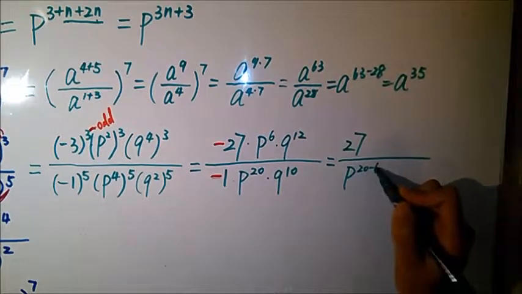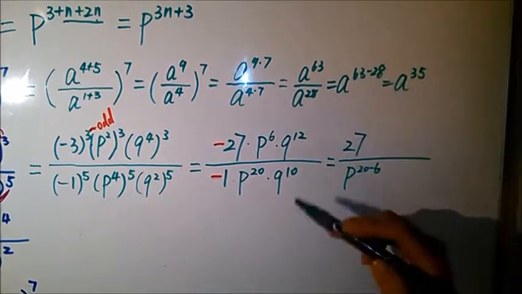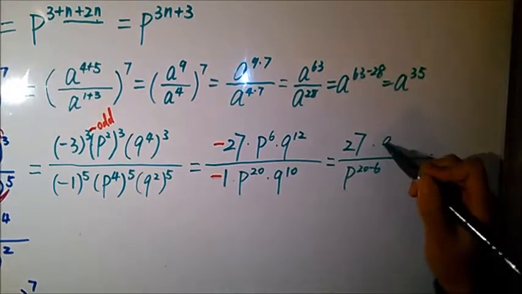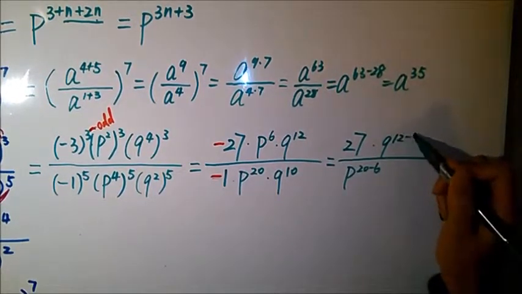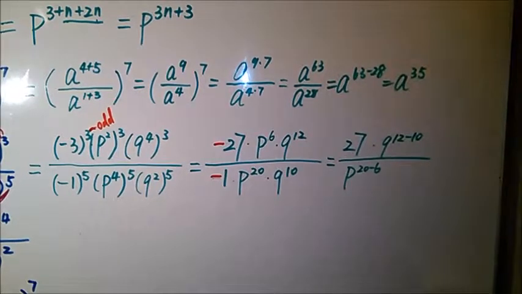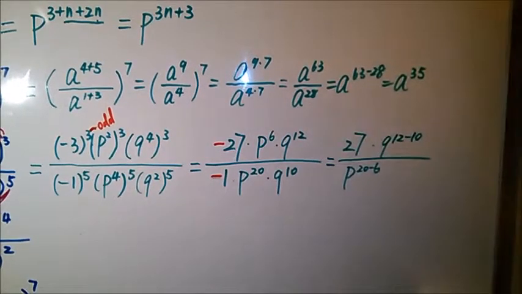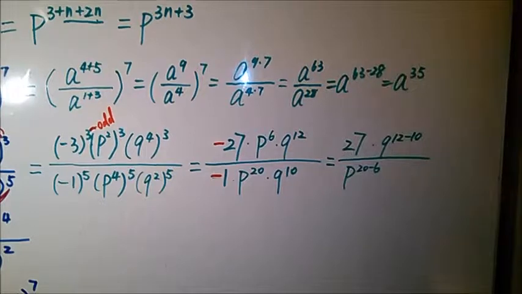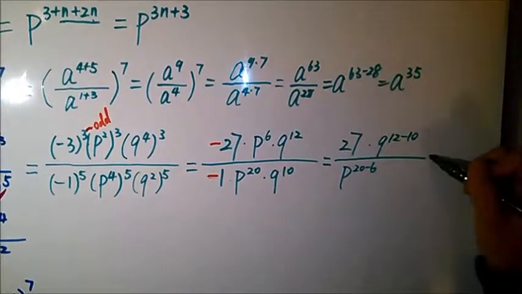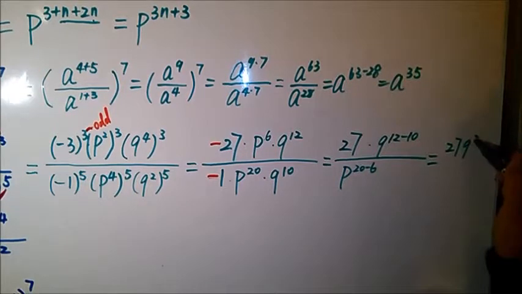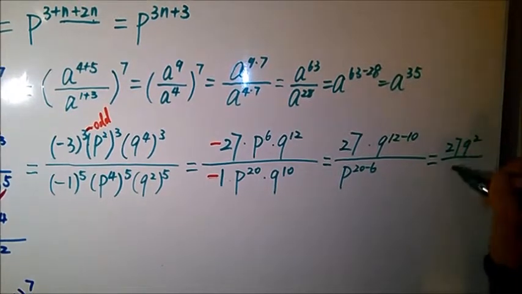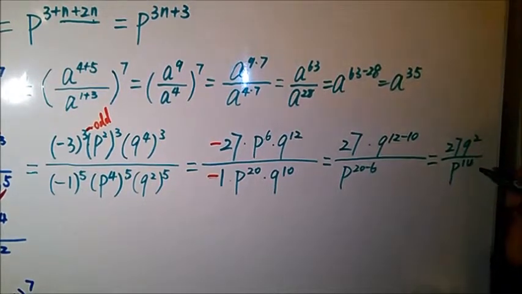And we look at q to the 12th divided by q to the 10th. They're like bases. So when we subtract, we're going to go with the one with the greatest power. So 12 minus 10 is going to be q to the 2nd power. So 27 q to the second power divided by p to the 14th power.